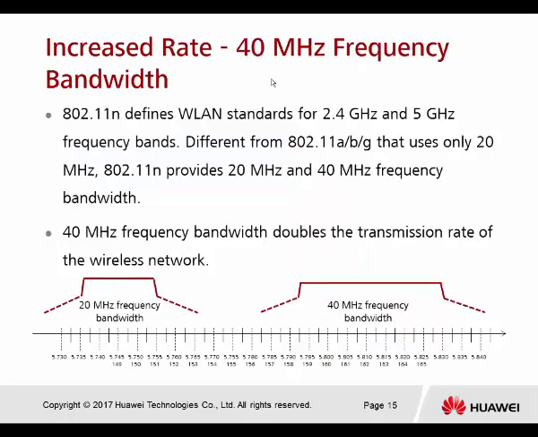40 MHz frequency bandwidth. When doing channel aggregating, channel bonding, it only works in 802.11n. Only those products can support channel bonding. So it allows us to combine two different channels. Of course, the channel must be adjacent to your current channel. So in order to do the aggregating, they support up to 40 MHz frequency bandwidth.